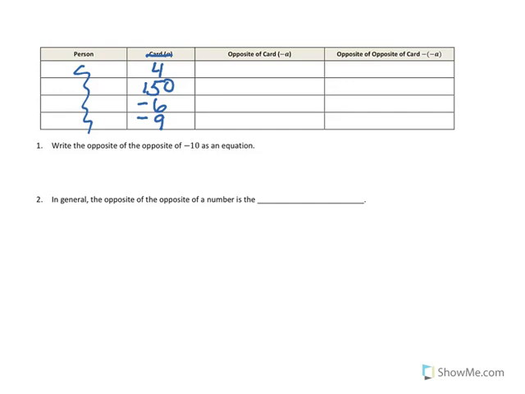When we start with the number 4, the way that we write it as an equation is we say we want to find out the opposite of 4. So we would write the opposite, and then in parentheses we write what the original number is. In this case, it's 4. So the opposite of positive 4 is -4. If we wanted to find out the opposite of that, the way we write it is the opposite of -4, and that is back to 4.